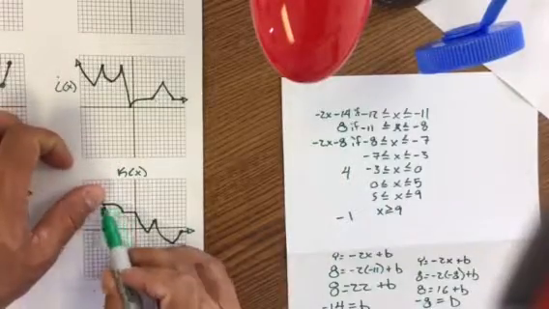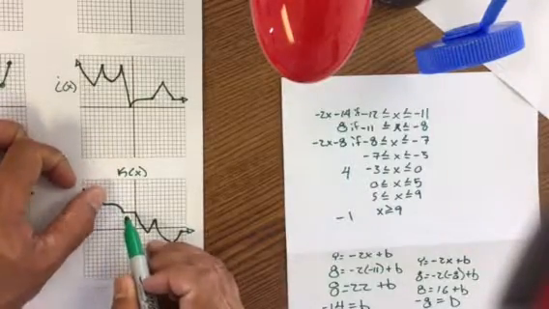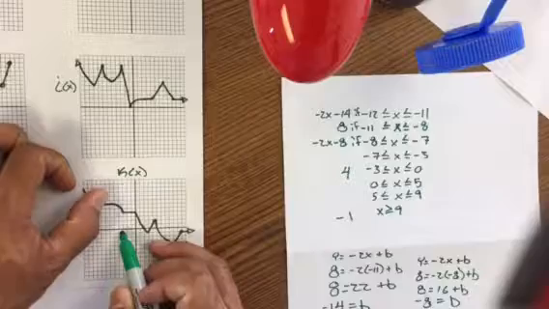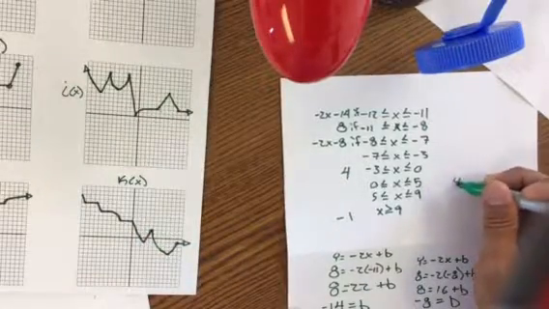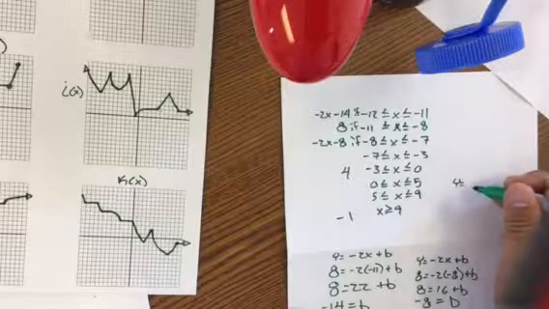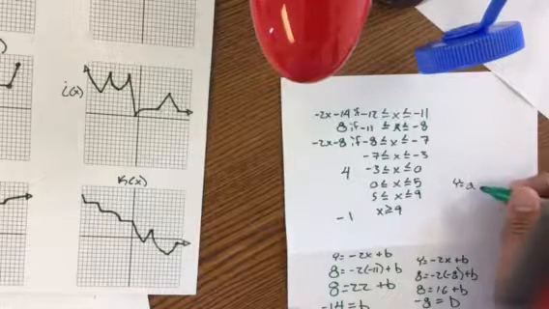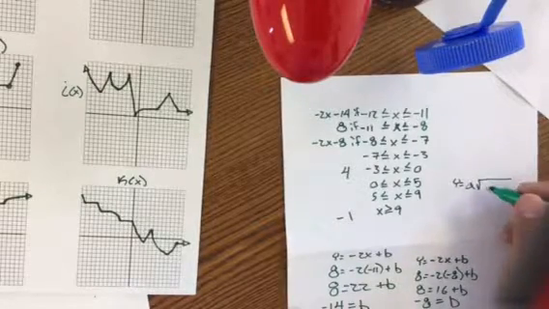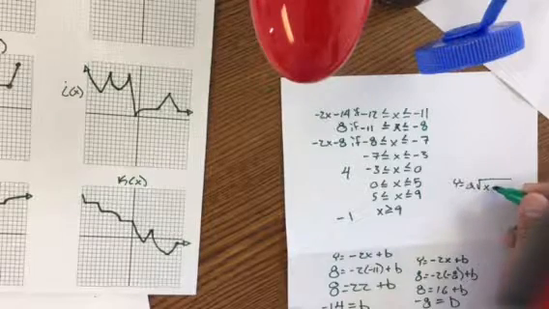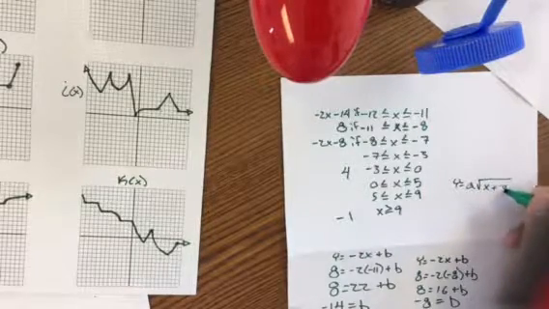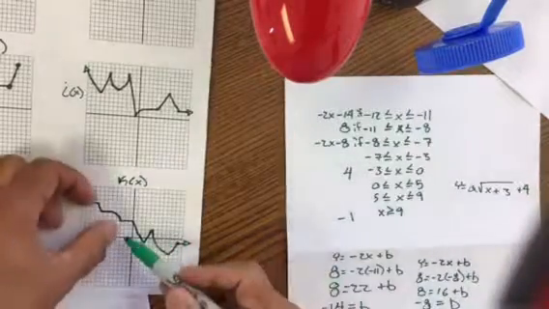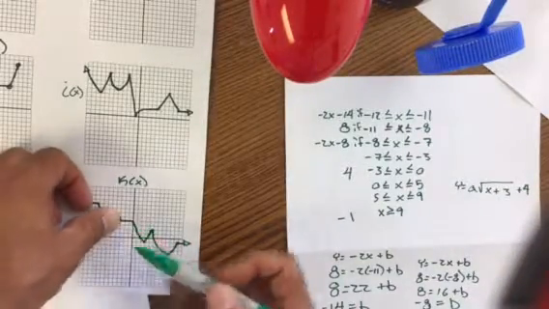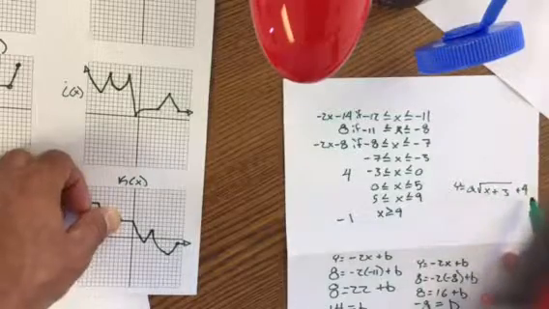This is a square root function. It has a vertex at -3, 4. So it's going to be, I'm going to use y instead of f of x, but it should be f of x. A square root x plus 3 plus 4. So my vertex is at -3, 4. It's x minus h plus k.